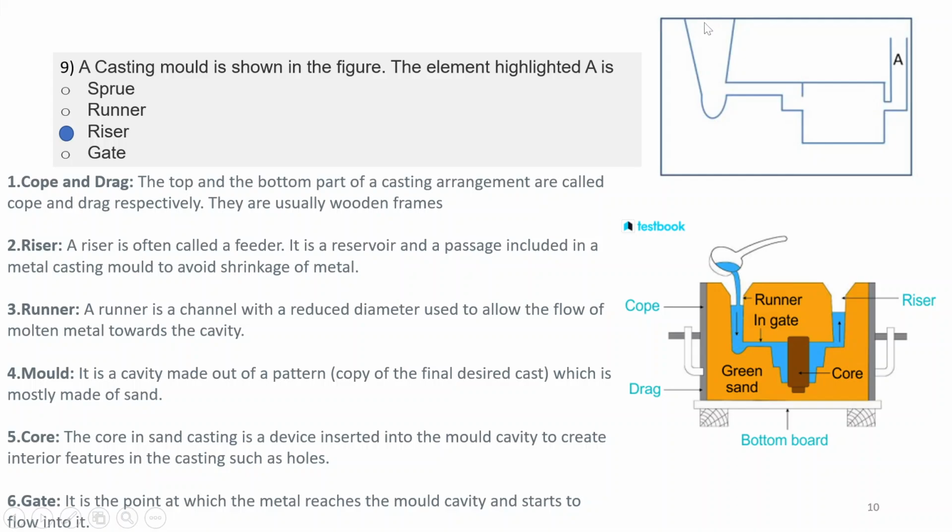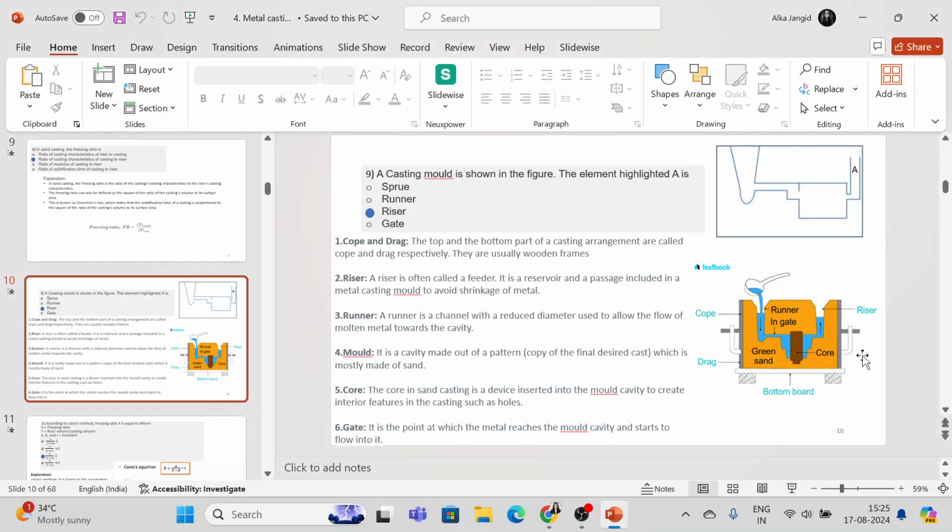Material will be entering from this side. This is the choke, this is the pouring basin, and this is the runner, and this part is the casting. After filling the casting, the material will go to the riser. So A is your riser. This is shown here as well. If it had a core, then you could identify the core as well. So runner, ingate, this part is cope, drag, bottom board, riser, these all you must remember.